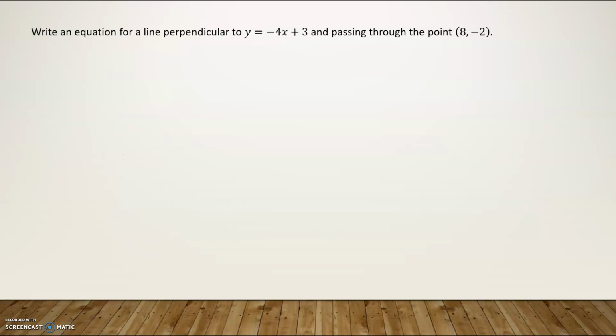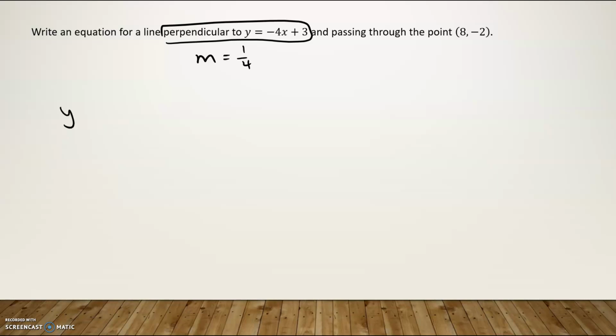Okay, now we're going to write an equation for a line perpendicular to y equals -4x plus 3 passing through the point (8, -2). This whole part right here is really giving us the slope. Because we're going to write an equation for a line, this line is perpendicular to y equals -4x plus 3. So in order for the two lines to be perpendicular, they have to be negative reciprocals of each other. So this one's already negative, so ours needs to be positive, and then we need to flip 4, so 1/4.